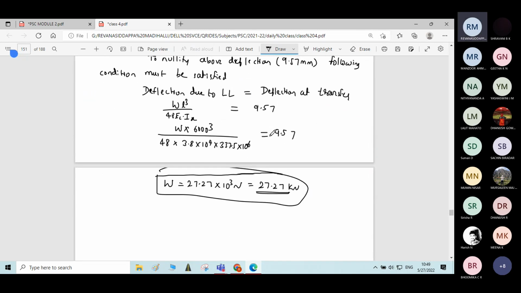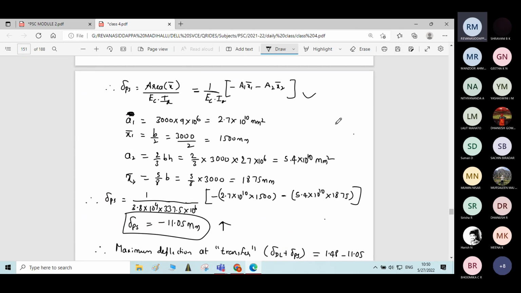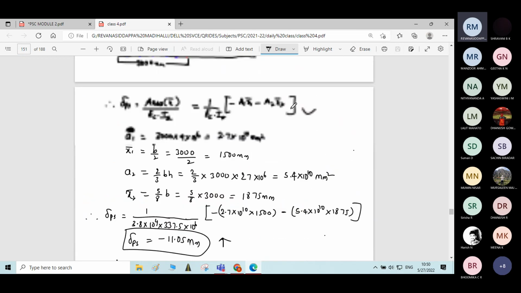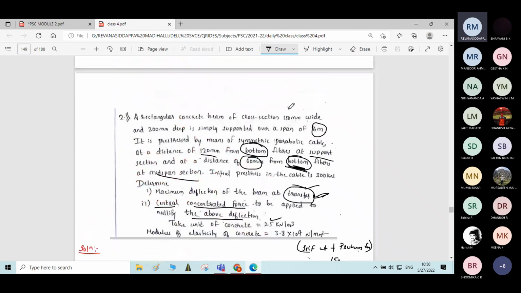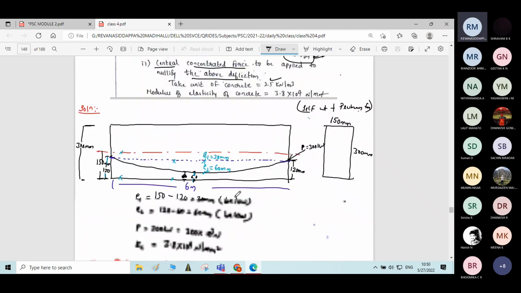Okay, so this problem is over. If you have doubts at any point of calculation, you can ask, students. Any doubts here in this problem? I hope this is clear for everyone.